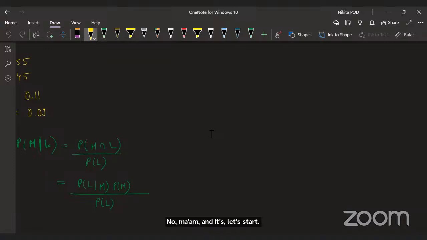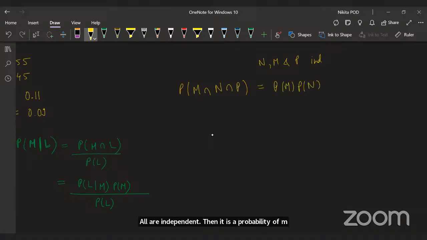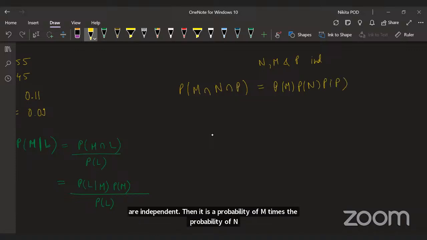What is the probability of M intersection N intersection P, if M, N and P are independent? You're saying only M and P are independent? No, all M, N and P are independent. Yes. Then it is just the probability of M times the probability of N times the probability of P. If it is dependent, then you can't write this. Then it shouldn't be equal.